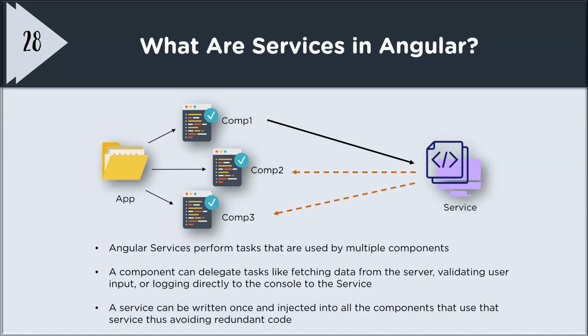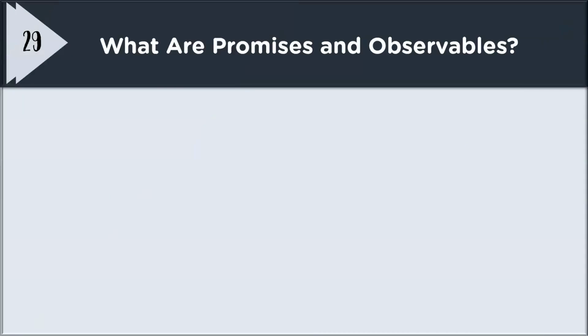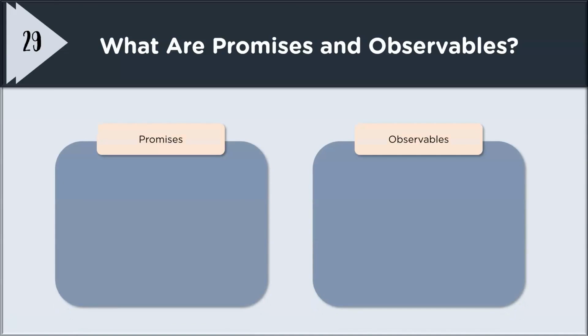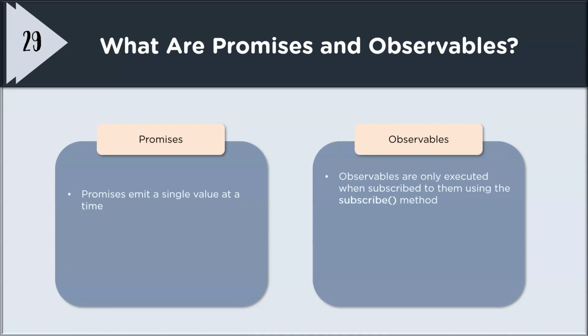With this, you can avoid redundancy. Moving on, what are promises and observables? Now, while both the components deal with asynchronous events in Angular, promises handle one such event at a time, while observables handle a sequence of events over some time. So to give you a brief explanation, promises emit a single value at a time, while observables are only executed when subscribed to them using the subscribe method.